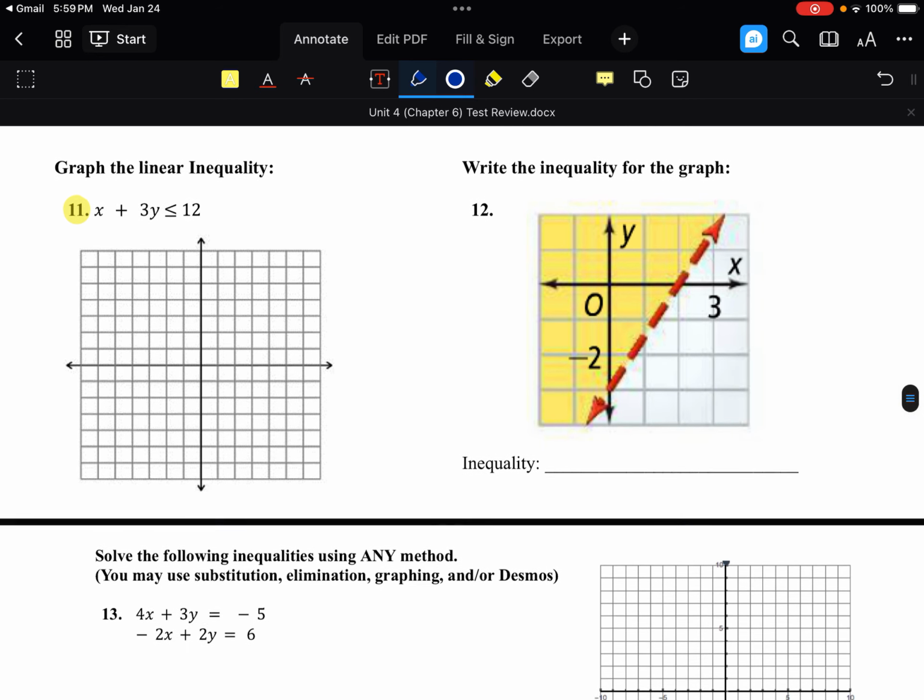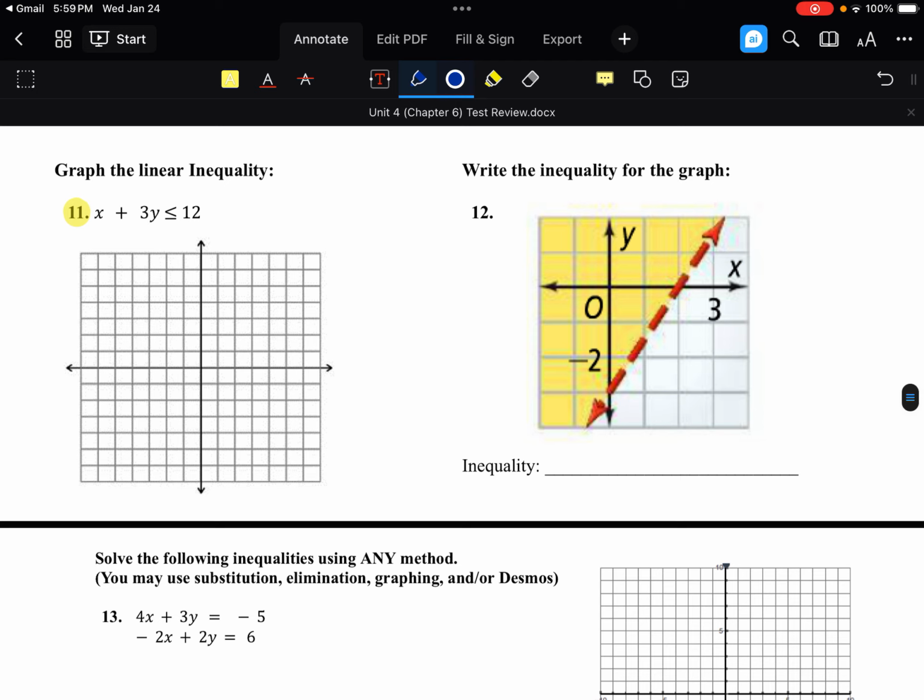All right. Question 11, graph the linear inequality. So in order to graph this linear inequality, we have to get this into slope-intercept form. So we've got x plus 3y is less than or equal to 12. We're going to move the x to the other side, so we're going to subtract x from both sides. We've got 3y is less than or equal to negative x plus 12. We're then going to divide by 3. So y is less than or equal to negative 1/3 x plus 4.